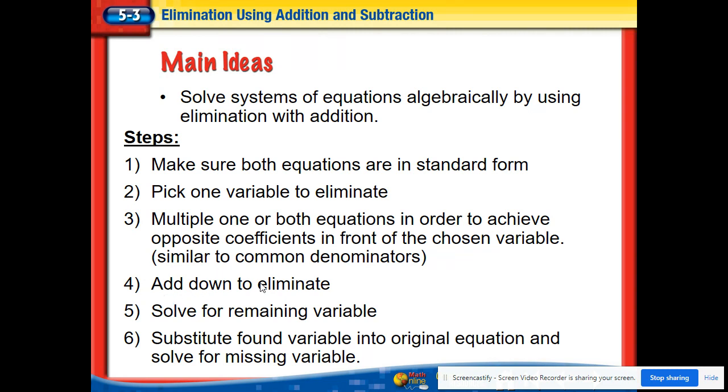Then we're going to add down with elimination, solve for the remaining variable, and then we have to substitute back in to get the other variable. Remember, it's an ordered pair, so there's an x and a y. So if we solve for x, we still need to go back and get y.